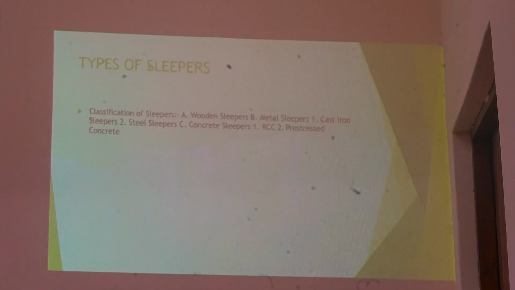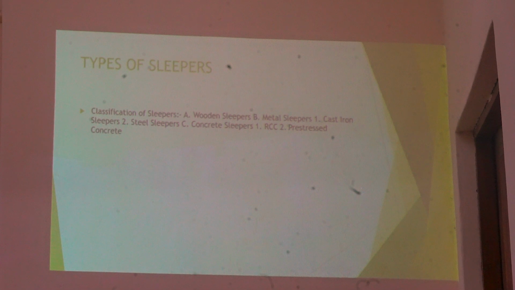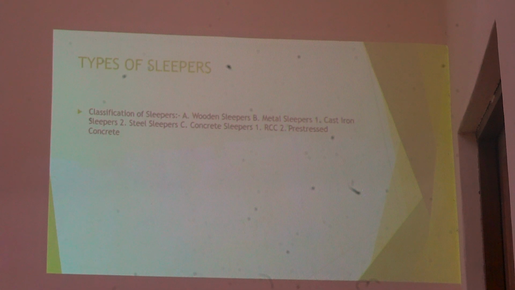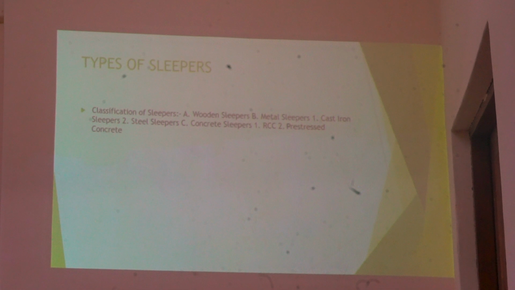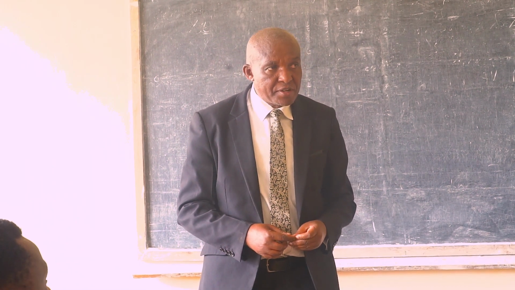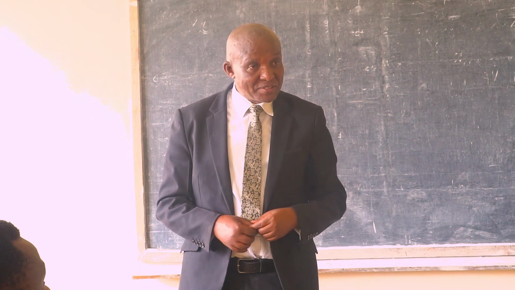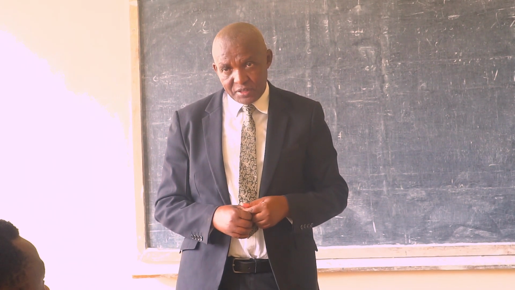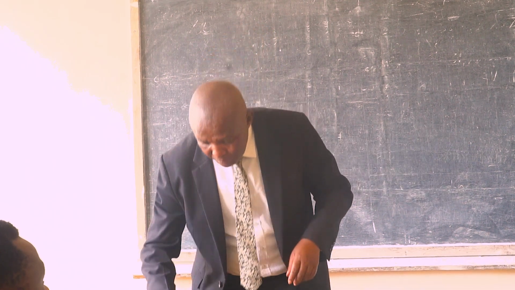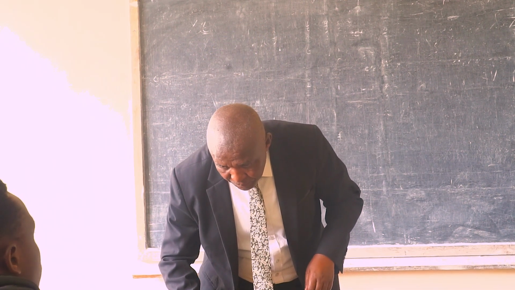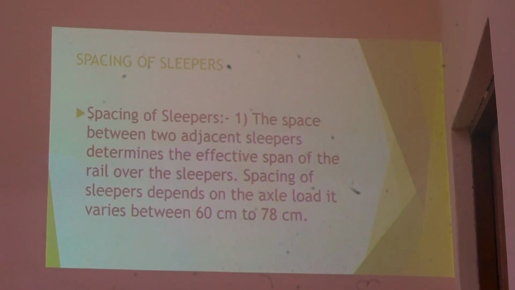So, classification of sleepers: we have wooden sleepers, metal sleepers, cast iron sleepers, steel sleepers, concrete sleepers, reinforced concrete sleepers, or pre-stressed concrete. In the case of standard gauge railway, we are using pre-stressed concrete sleepers, and they have factories which they have established in order to make the sleepers. The spacing of sleepers, they say, should be about 60 to 70 centimeters.